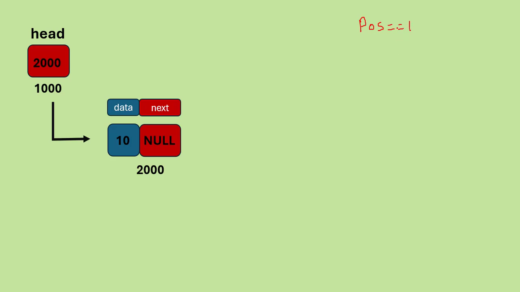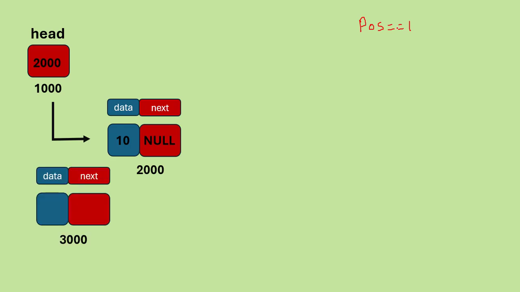If the position is equal to 1, I have to create a node first. After that, initialize the value. After initializing the value, I have to take the value of head and store it in the new node's address part, because I might have many elements in my linked list. Now the element which I'm going to insert is going to become my first node.